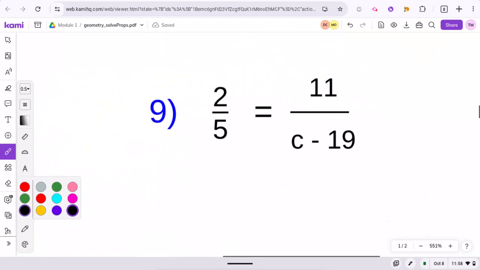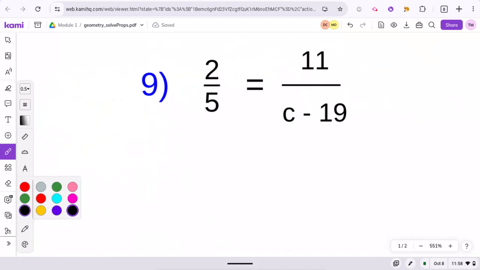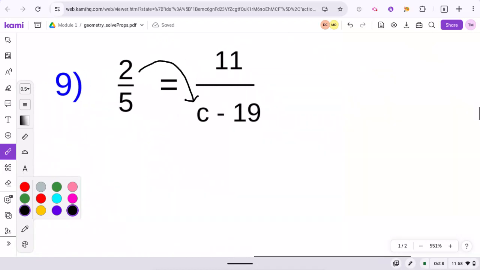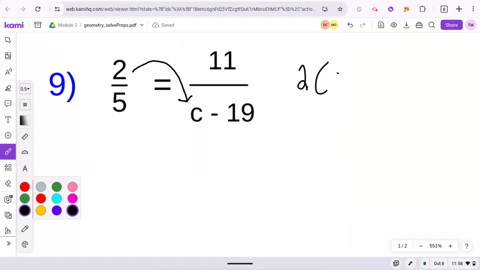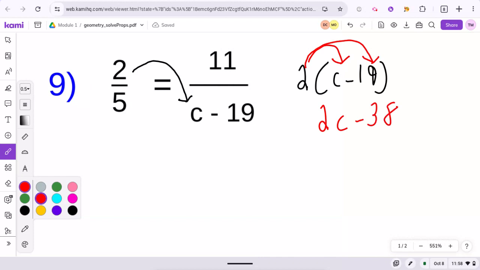Number 9. So remember, distributive property for this one, because you have to do 2 times c minus 19. Distribute 2 times c minus 19. Distribute in 2 times c, 2c. 2 times negative 19 would be negative 38. Distribute that 2 in. Then you would do 5 times 11, which is 55. Now you have another two-step equation.